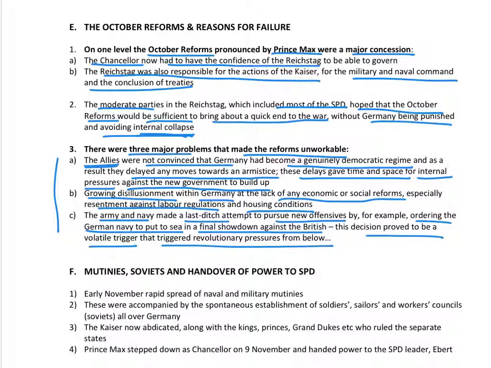As I say, Prince Max was given power in October 1918. If he had immediately introduced economic and social reforms, and if crucially he hadn't made that decision to have one last ditch attempt at winning the war, then it is possible that the revolutionary pressures might not have built up and that the Kaiser could have survived. But unfortunately, he delayed, he did not introduce economic reforms, and he made that attempt at a final offensive, which triggered the revolutionary pressures from below.